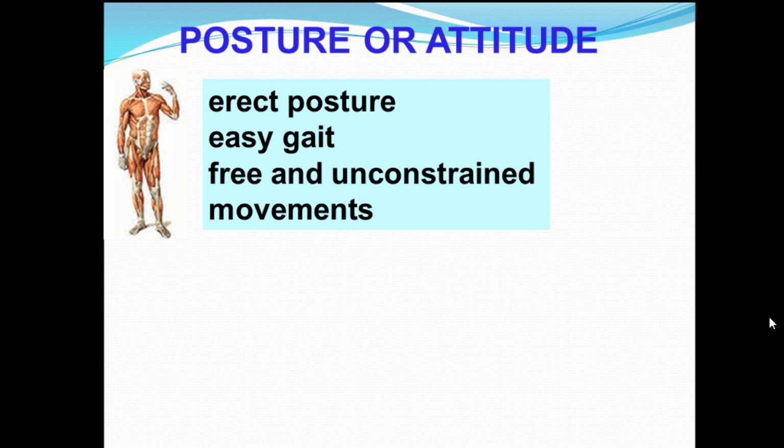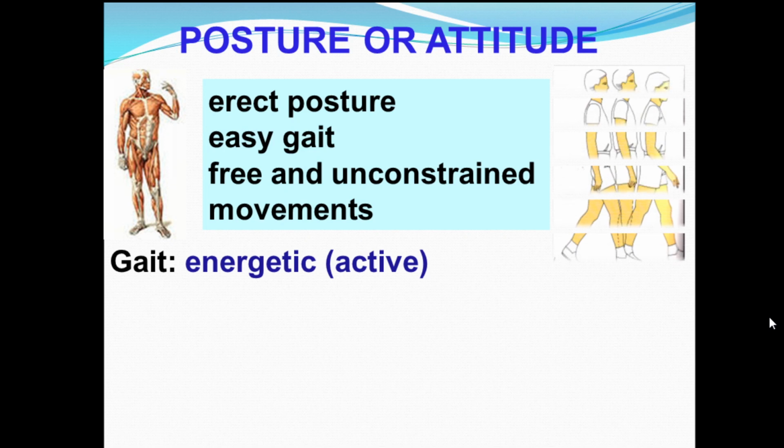To assess posture, you must ask your patient to walk along the room. Usually in doctor's practice, we assess posture immediately when the patient enters our room. On exam, you ask your examined patient to stand and walk along the room. And if the patient has erect posture, easy gait, and his movements are free and unconstrained, your conclusion will be gait is energetic or active, which corresponds to the norm.